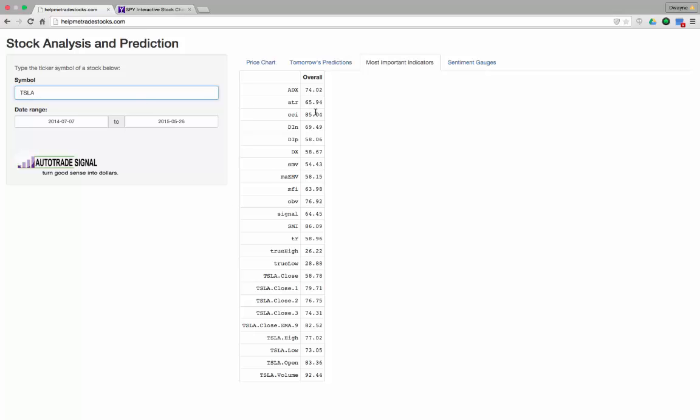So Tesla, you know what is actually pretty good? We have the CCI there, but we also have a 9-period exponential moving average. That's a pretty good group right there. And on this one, for Tesla, the SMI is much more powerful than this right here. You know what signal is? Signal is the signal line of the MACD.